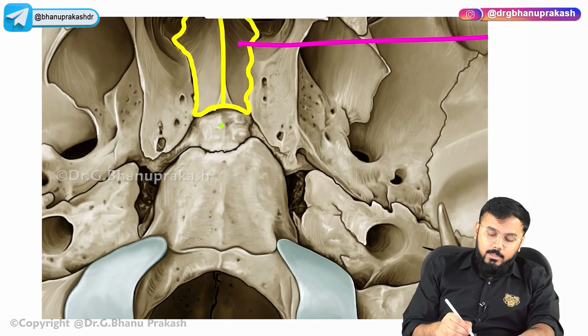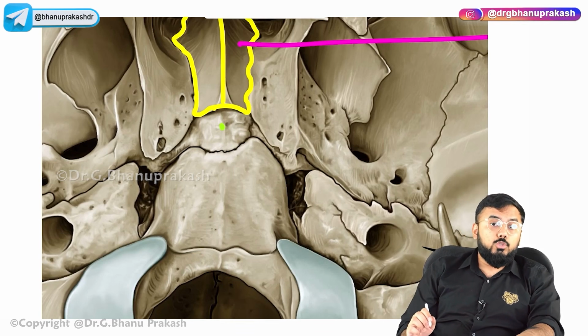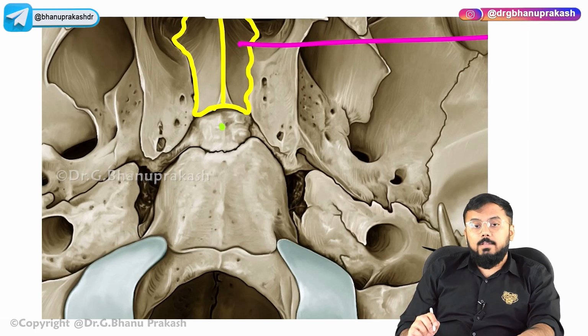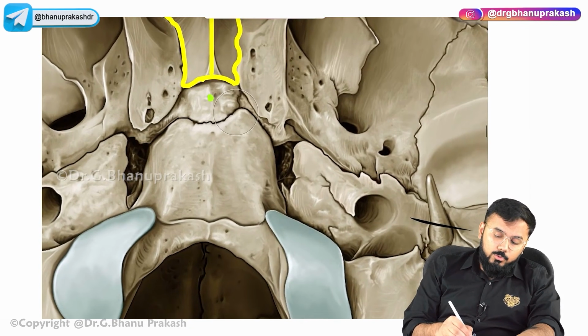Now just look at it. This particular part where I have kept a dot is called the rostrum of the sphenoid bone. After the rostrum of the sphenoid bone, you see another bone over here.